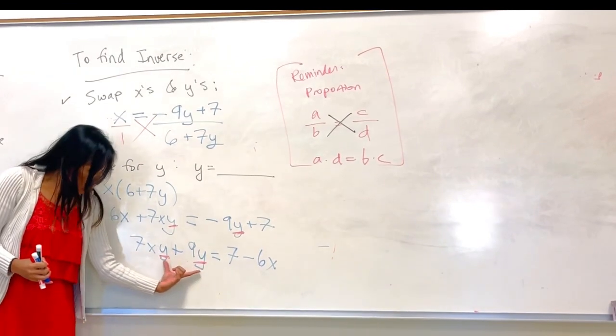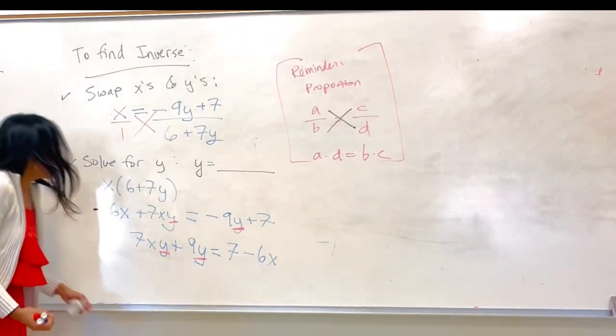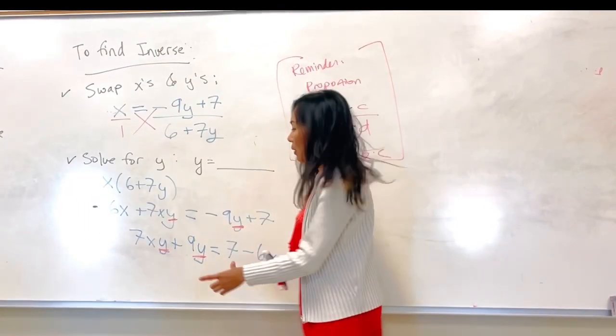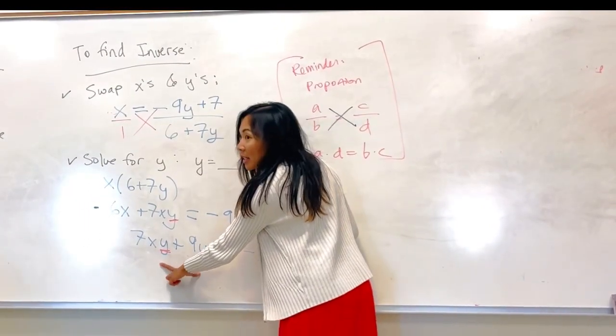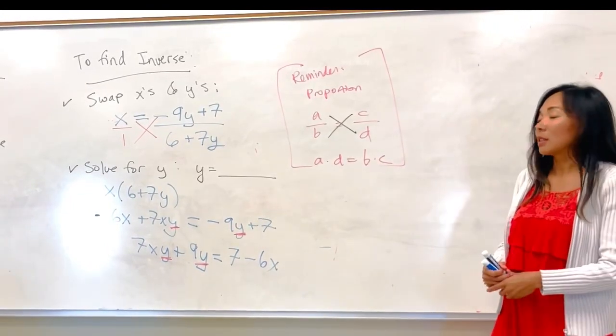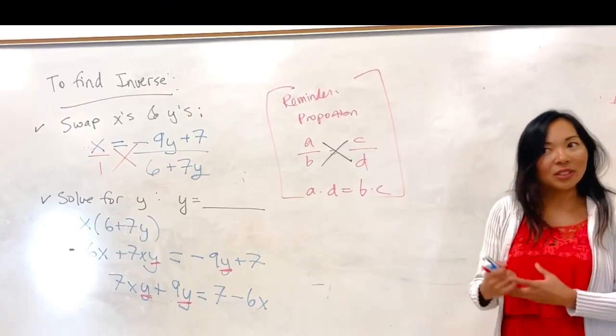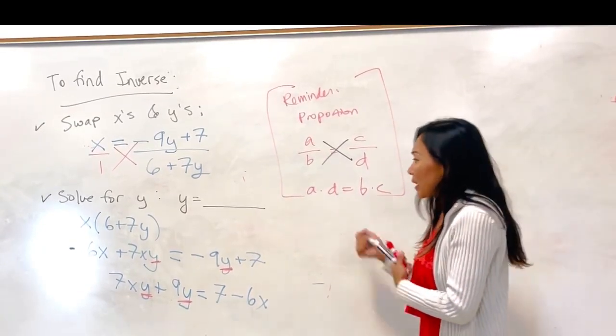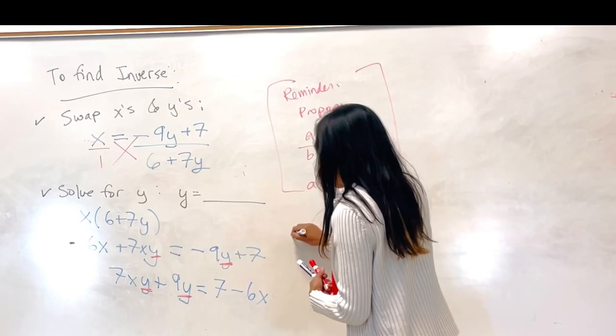So notice I have two terms with y's in it. How can I get y to sit all by itself? How can I pull out a y? What would that be called if I pulled it out? Factor. Okay, so now we're applying factoring. So next I'm going to factor out my y.